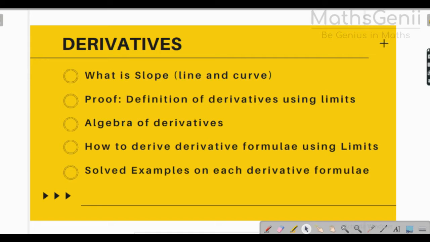Now, I will be walking you through limits, and then using limits, how can you define derivatives. Then eventually we are going to look at algebra of derivatives, then how to derive derivative formula using limits, and then solved examples on each of the derivative formula. Now let's get started.